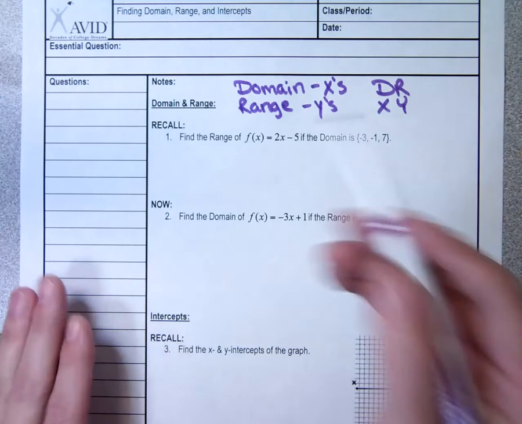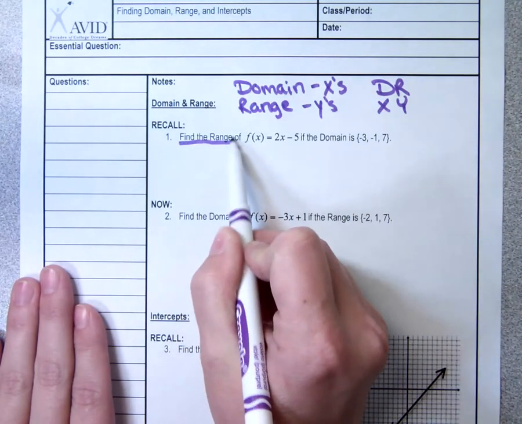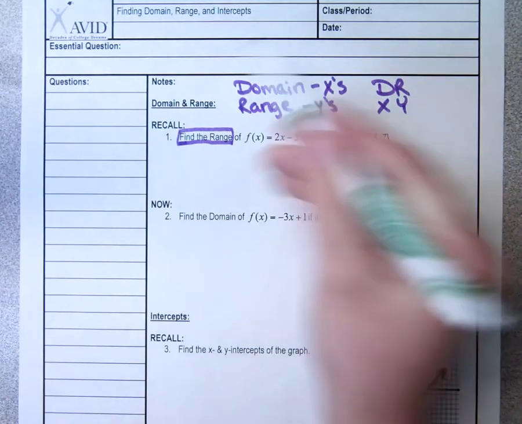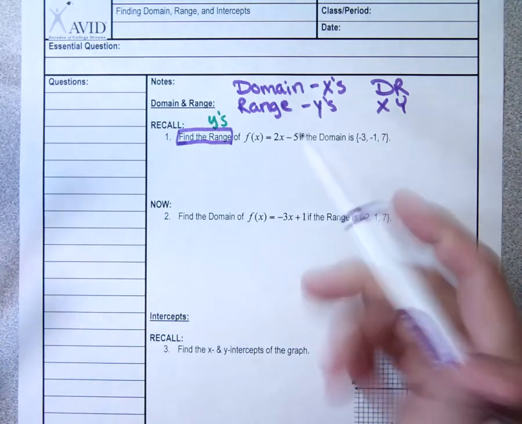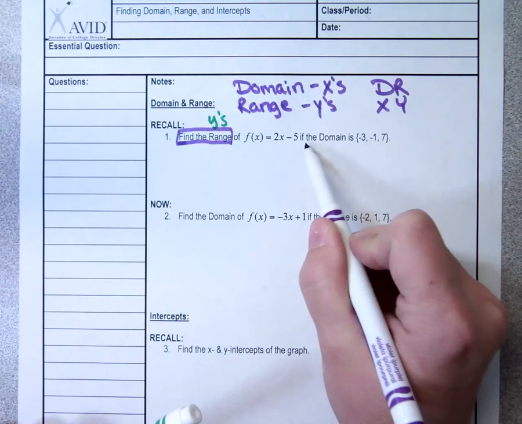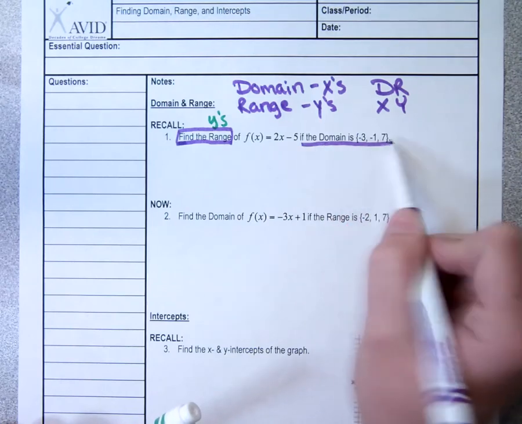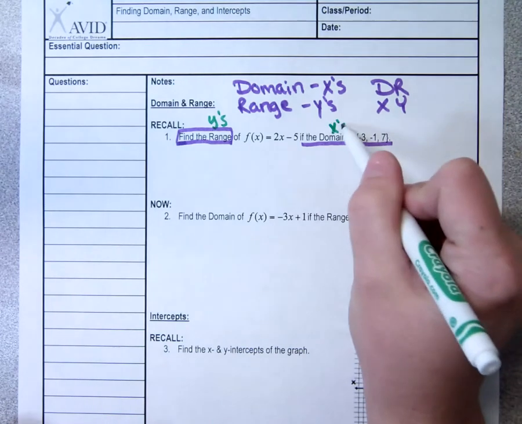Okay, this first problem says find the range. So when it says to find the range, they're really asking us to find the y's, because range are y's. This is the function, and it says if the domain is -3, -1, and 7. So if this is the domain, what are these? Well, these are the x's.